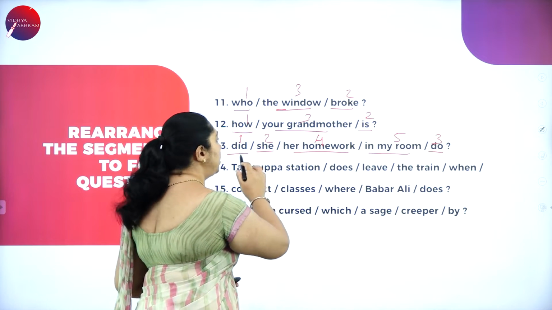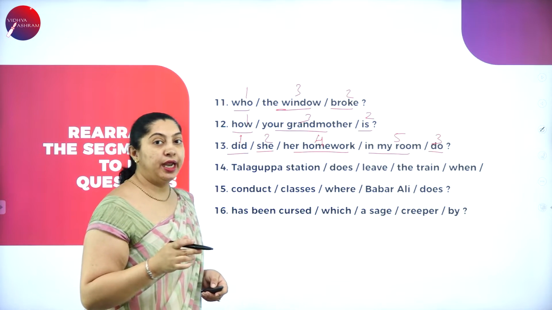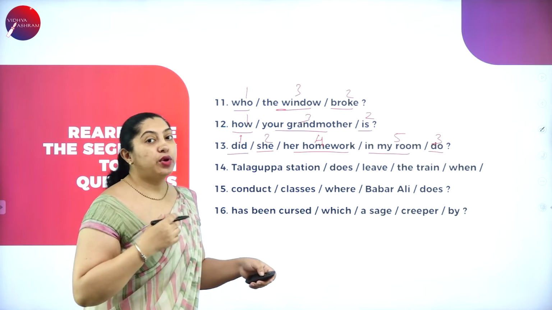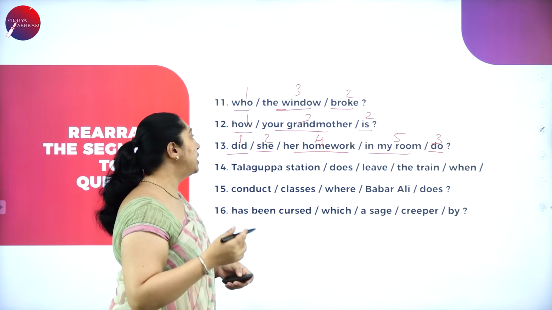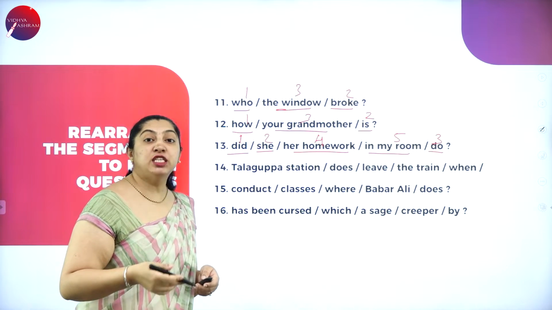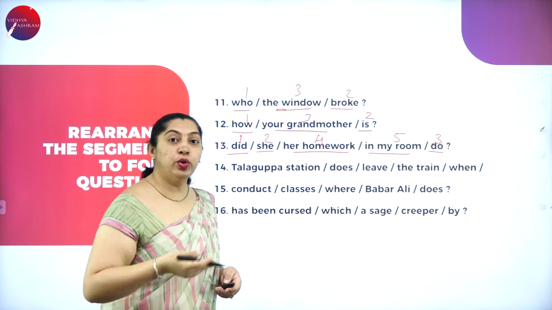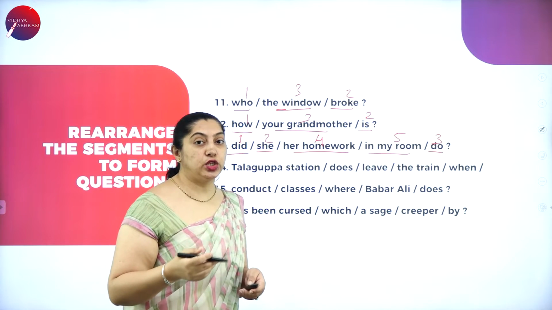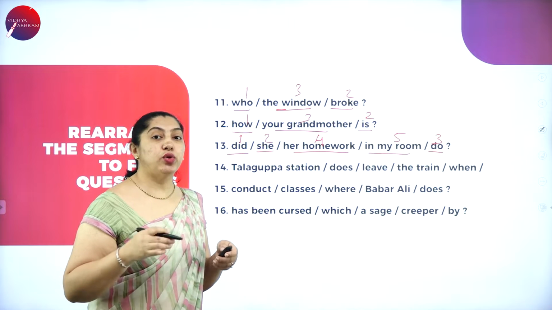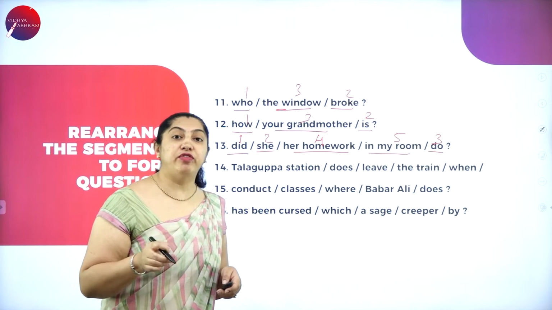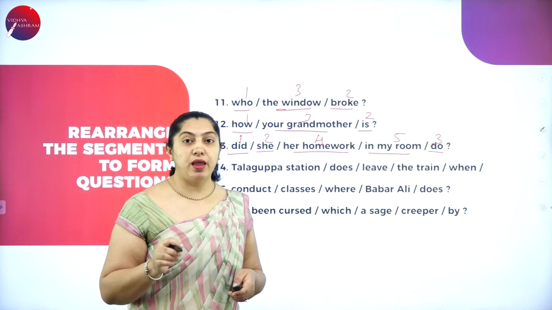There are two do forms, do and did. When you start with do, you cannot frame the question, but when you start with did, it is possible. But with do, it is not possible. So as I told, don't be in a hurry to write the answers. Each and every mark is very important.